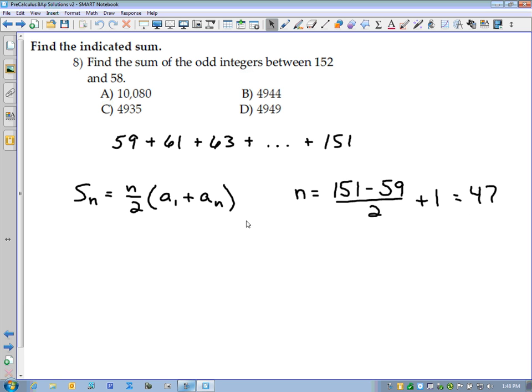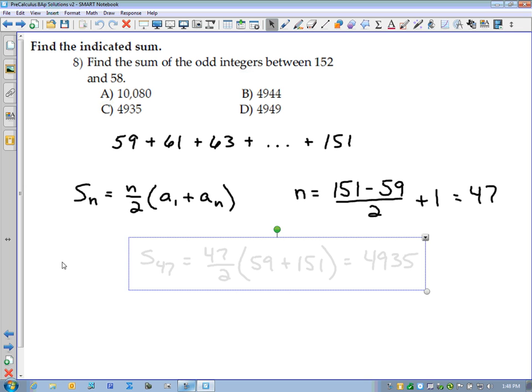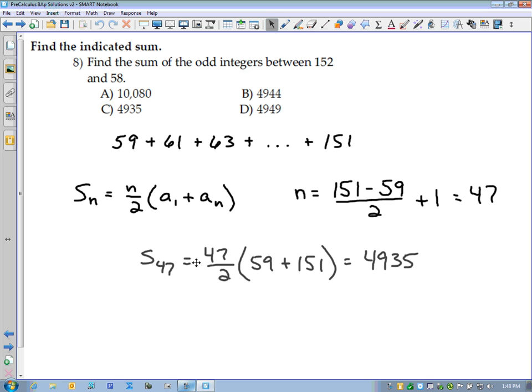Now, with 47 terms, we're finding the sum of those 47 terms. So it's 47 over 2 times 59 plus 151. And that comes out to 4,935, which is choice C.